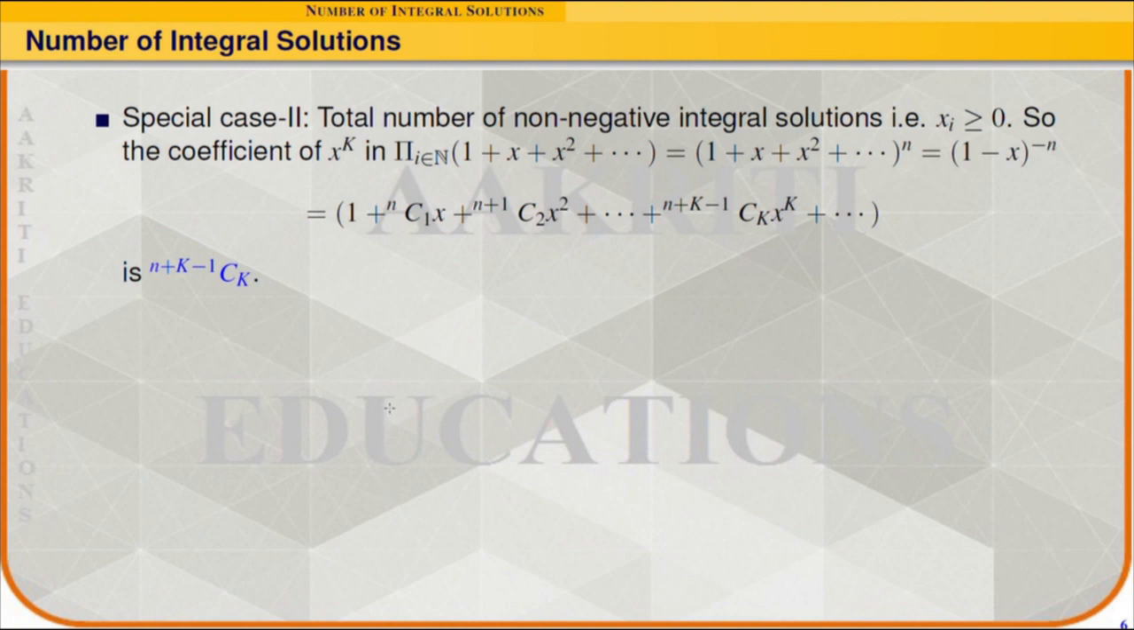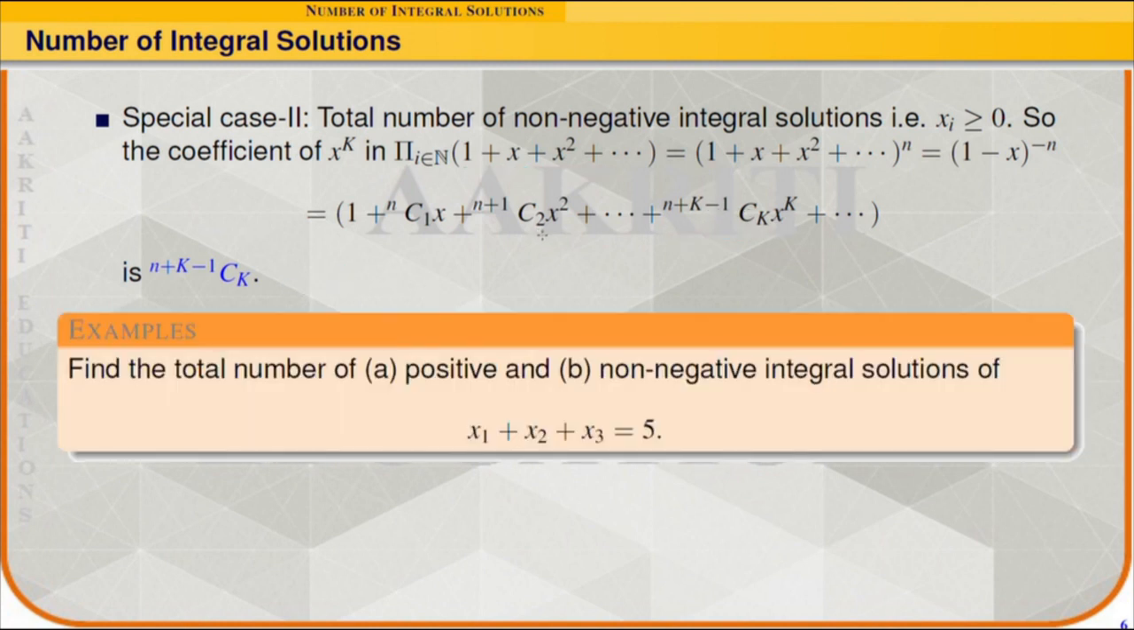Now in special case 2, if we need to find the non-negative integral solutions, it means all xi can take the value 0 as well. So we need to expand 1 plus x plus x square and so on for n variables, and using the binomial expansion it will be (1 minus x) raised to the power minus n, and the coefficient of x raised to the power k will be n plus k minus 1 C k.